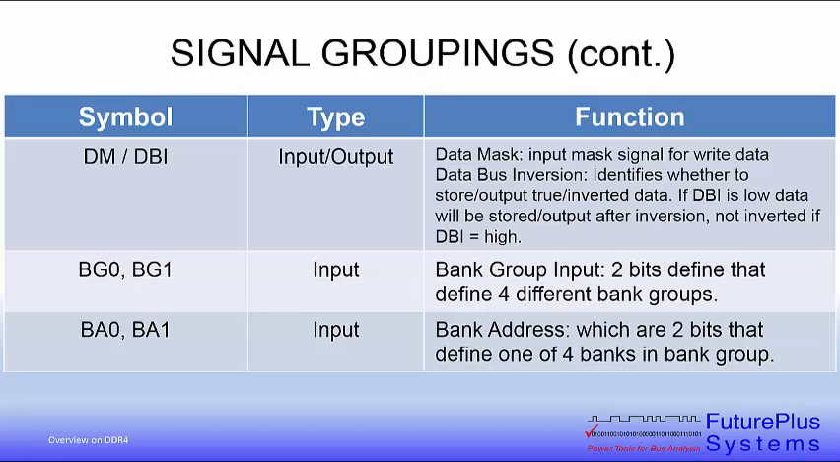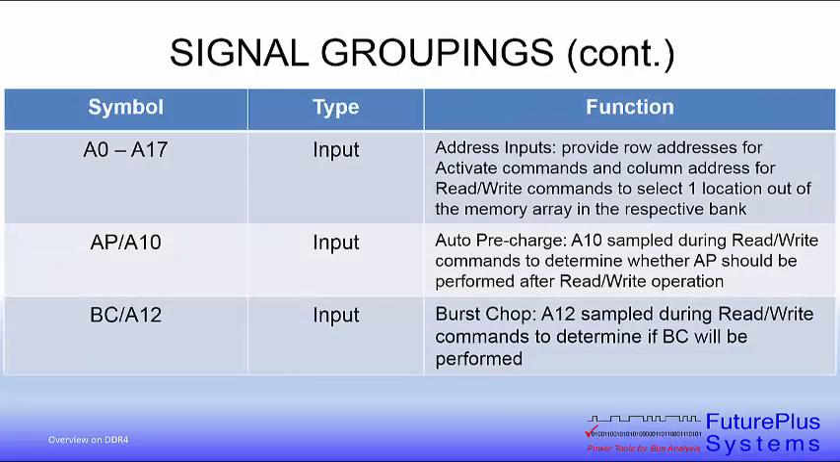BG stands for the bank group input, 2 bits that define the 4 different bank groups. BA encodes the bank address, which are the 2 bits that define one of the 4 banks within each bank group. A0 through A17 are the address inputs, which provide row addresses for activate commands and column addresses for read or write commands to select one location out of the memory array in the respective bank.